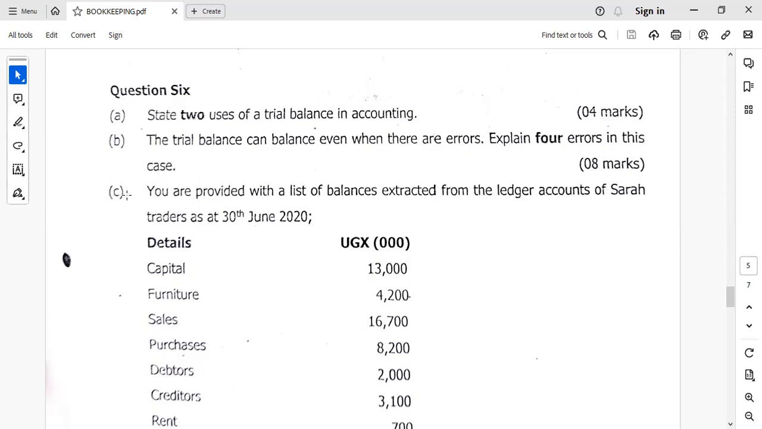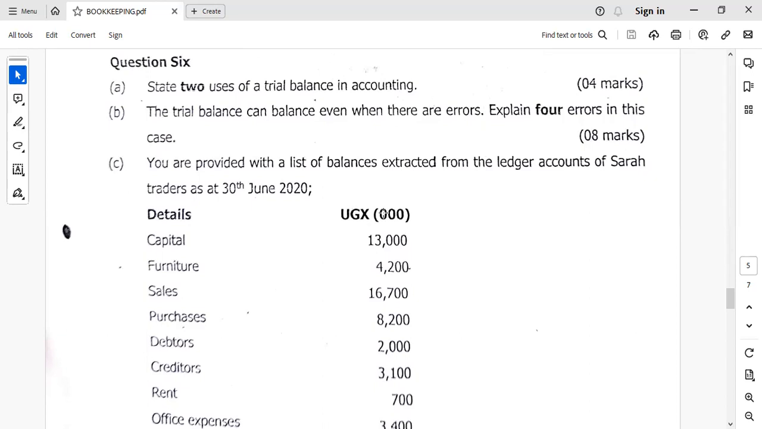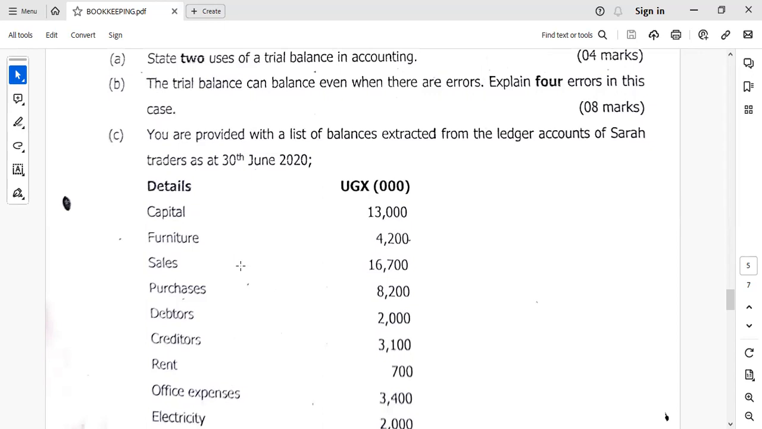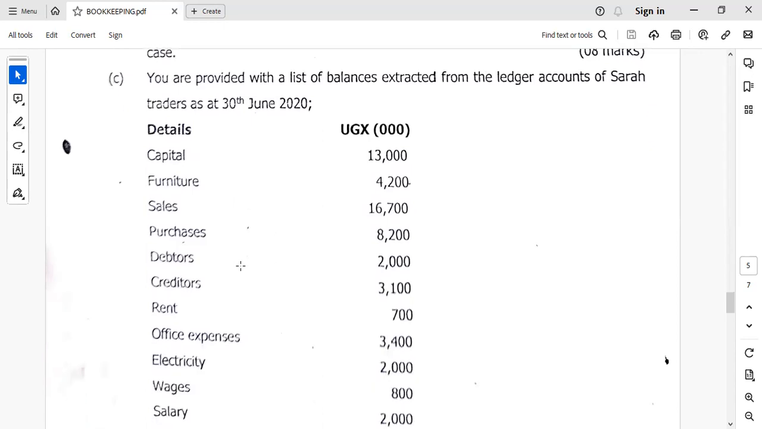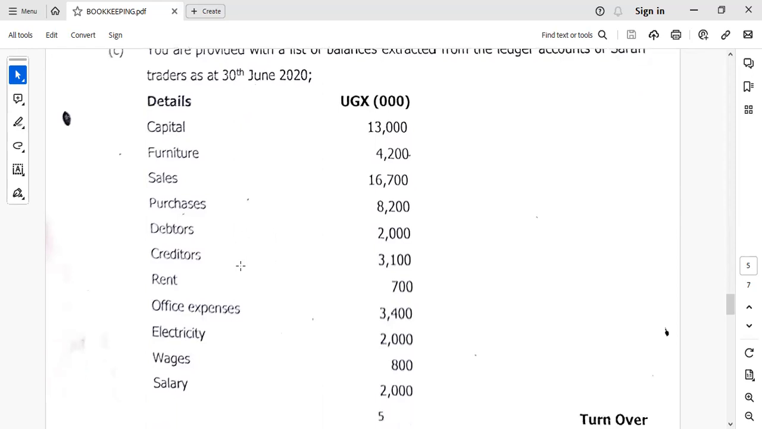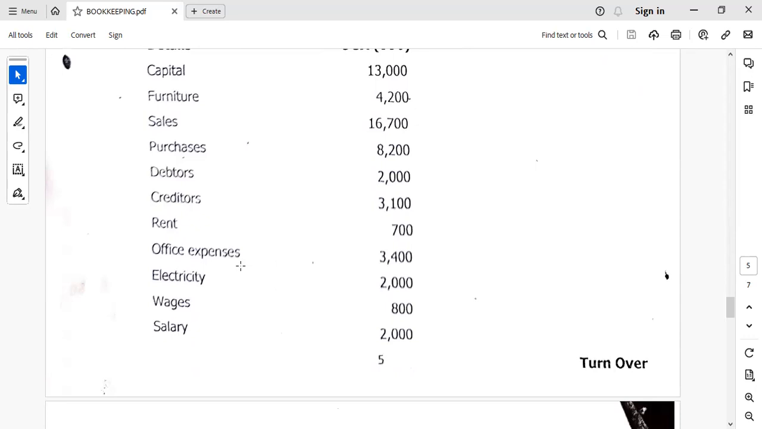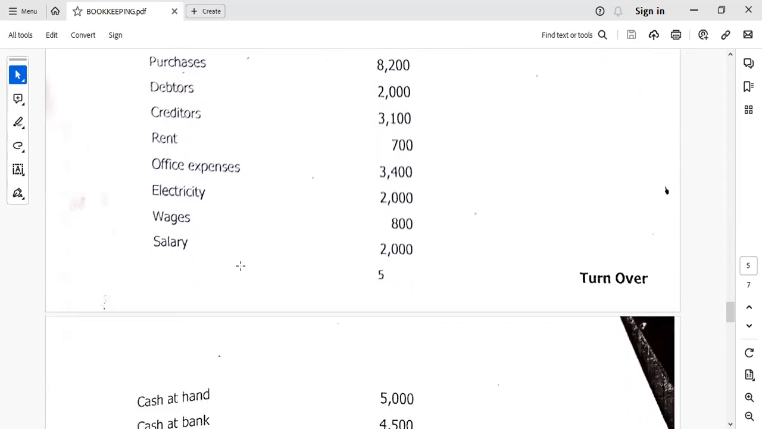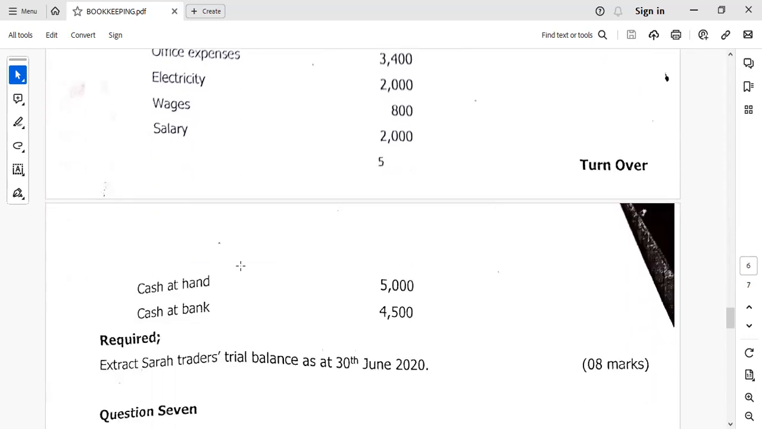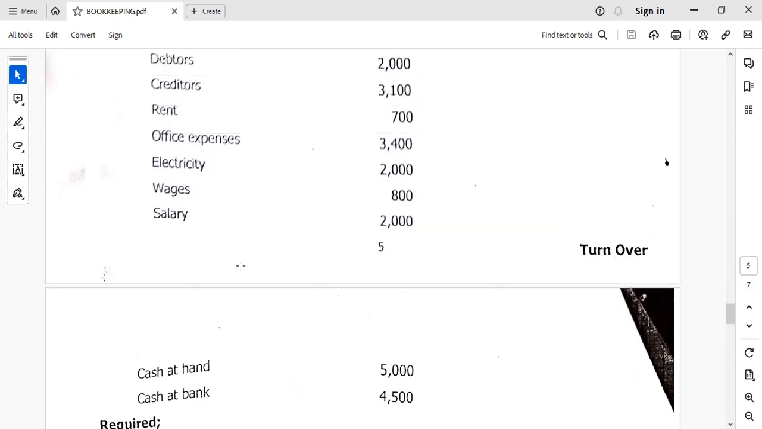Then part C, you're provided with a list of balances extracted from the ledger accounts of Sarah Traders as at 30th June 2020. UGX, level of rounding is 1,000. You have capital, furniture, sales, purchases, debtors, creditors, liabilities, rent, other expenses, electricity, wages, salary, cash at hand, then cash at bank. Required: extract Sarah Traders' trial balance as at 30th June 2020.